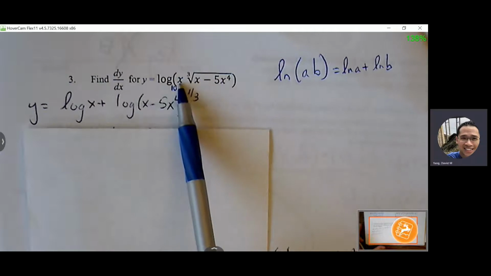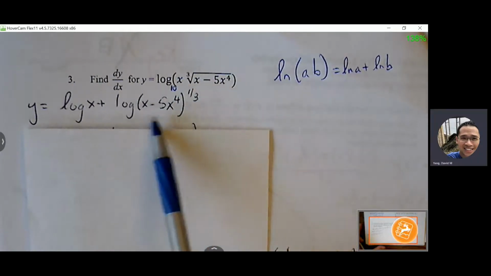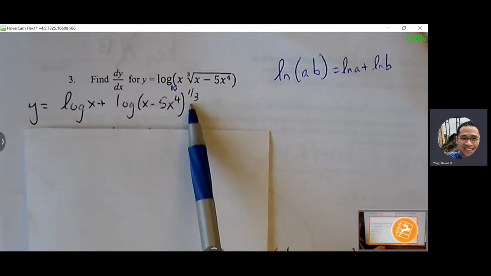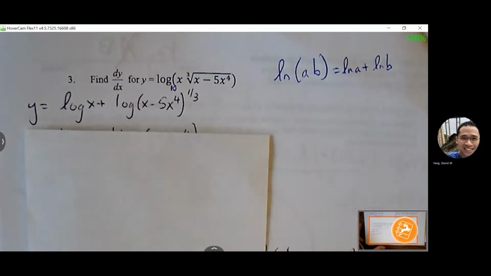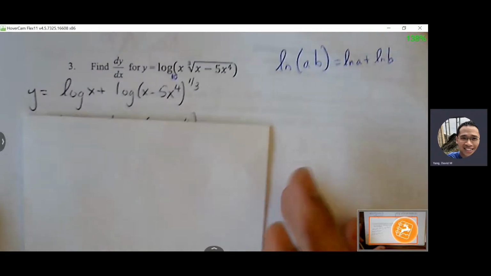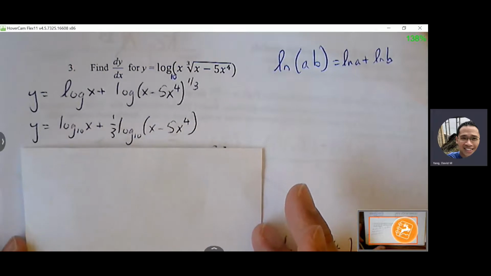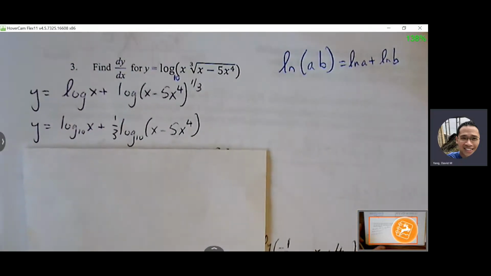So log of a, which is x, plus log of b, which is the cube root of the parentheses. I'm going to pull that parentheses out as parentheses to the 1/3, and then continue expanding. Bring the 1/3 down in front. No derivative yet. All we're doing is trying to make our life easier when we're ready for our derivative, so that we can find the derivative.